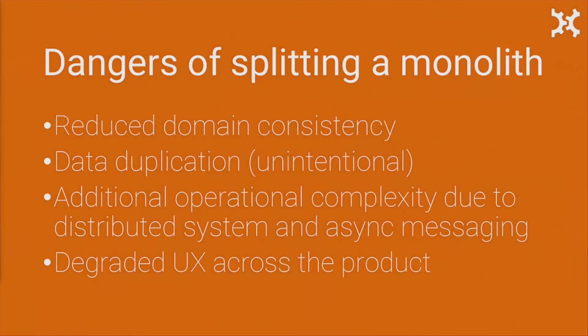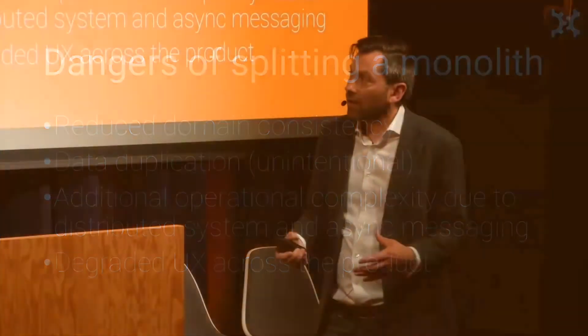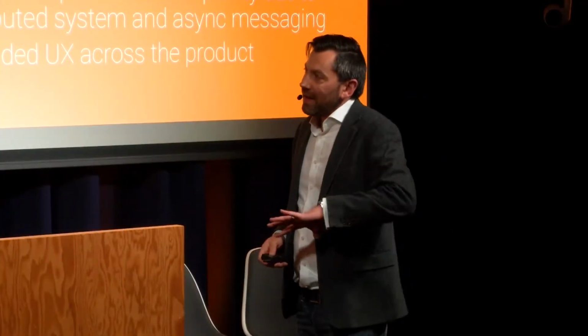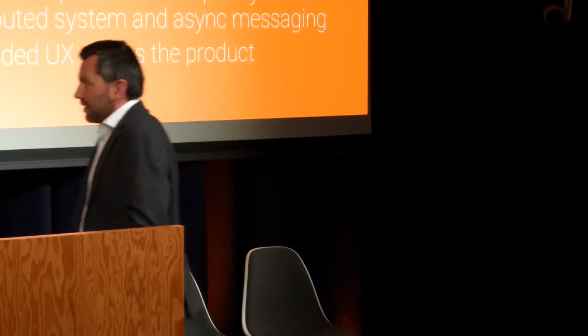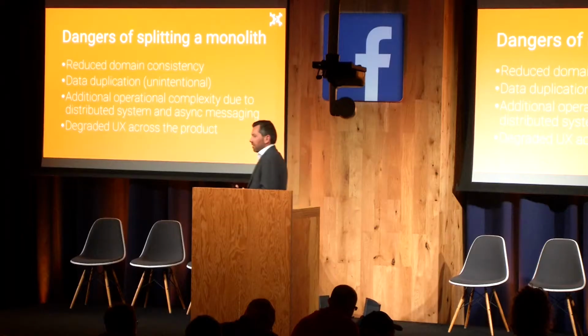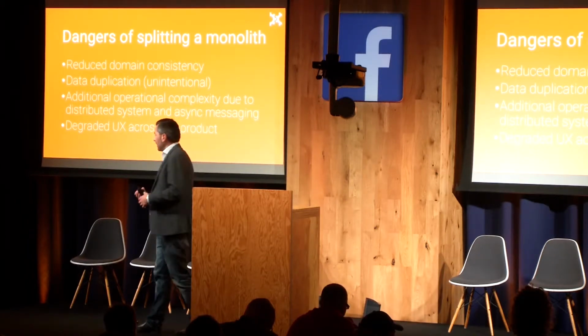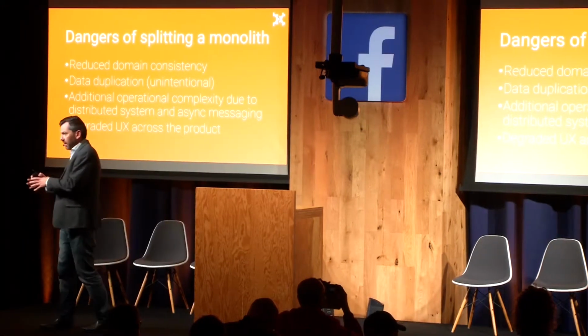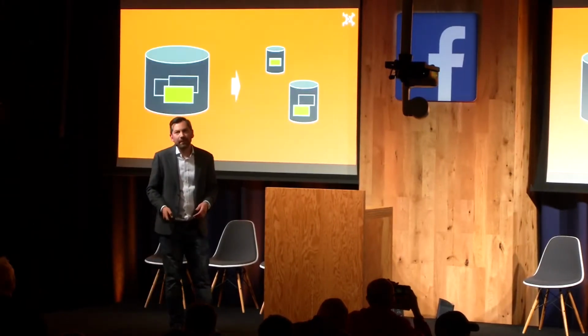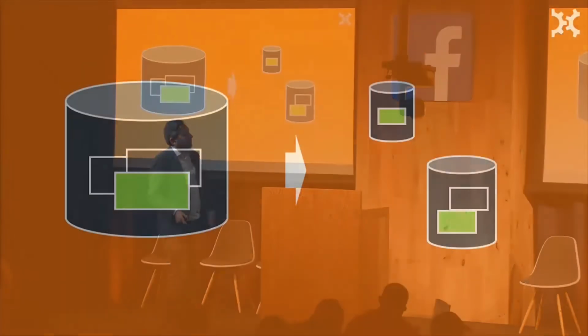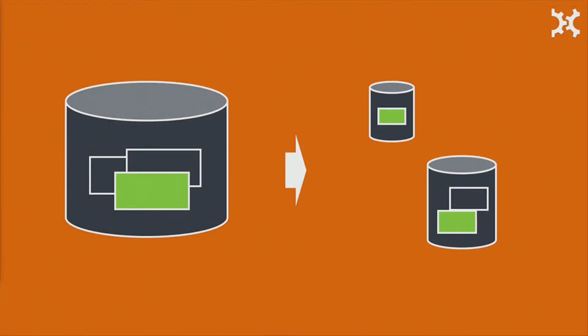So there's definitely times when we need to be aware of the danger of splitting a monolith. There's a danger of reducing the domain consistency. We might accidentally duplicate data that we don't want. There's definitely additional operational complexity because we've now got a distributed system and there's some asynchronous messaging and that kind of thing. And there's a danger of the user experience degrading across different parts of the product. So we've now got two copies of the customer table or whatever.